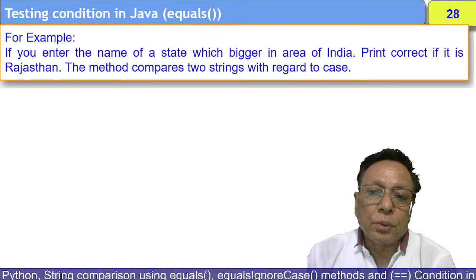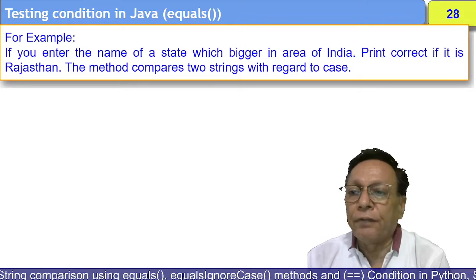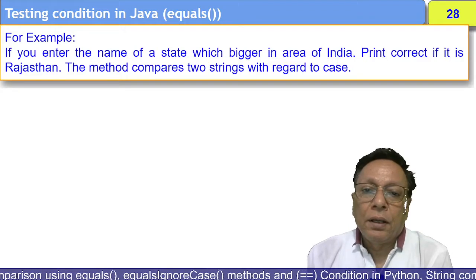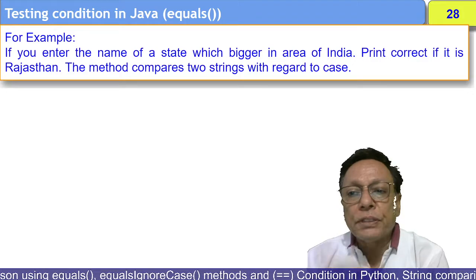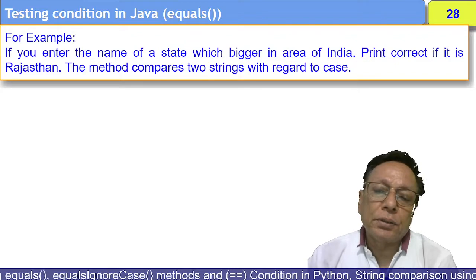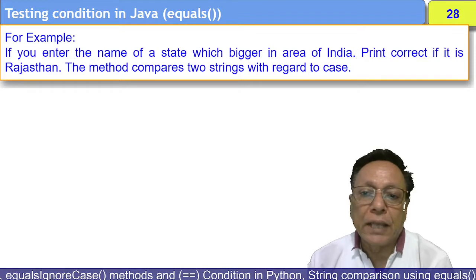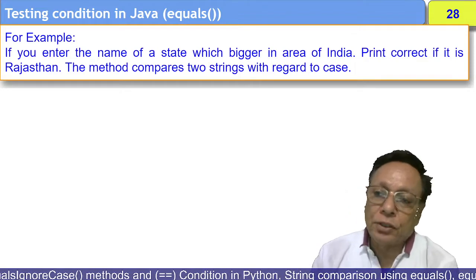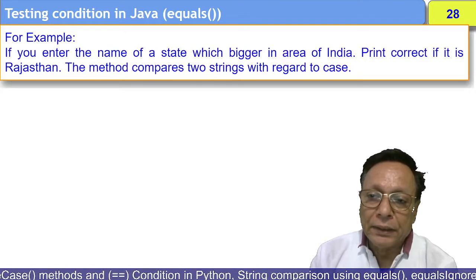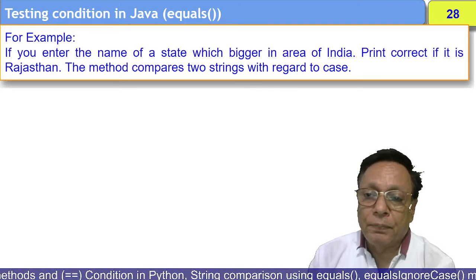Suppose there is a question: enter the name of the state which is bigger in area of India and print correct if it is Rajasthan. The method compares two strings with regard to case. This is the example. Over here I'm going to use equals. The equals method is basically used to compare two strings and check the equality. If the strings you are comparing are equal, then the method returns true, otherwise it returns false.